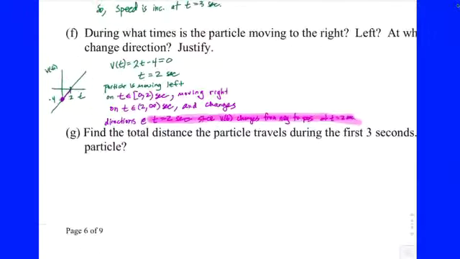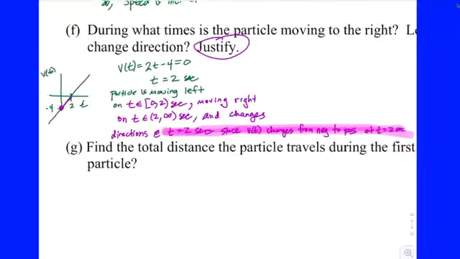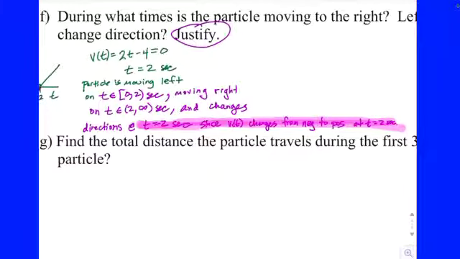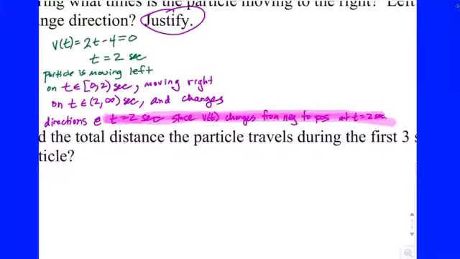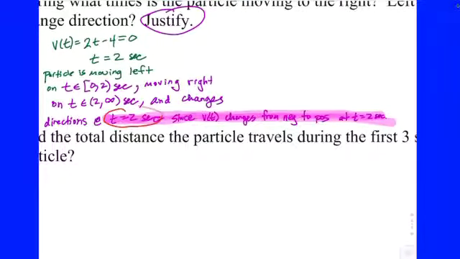So that's the justification. Whenever it says justify, it's going to involve some type of mathematical argument. And in this case, it's just v of t changes from negative to positive at that point. Do we need to say that twice? Do we need to say at t equals 2 seconds and at t equals 2 seconds again? The answer is yes, okay?